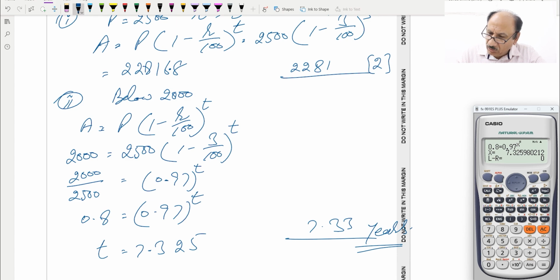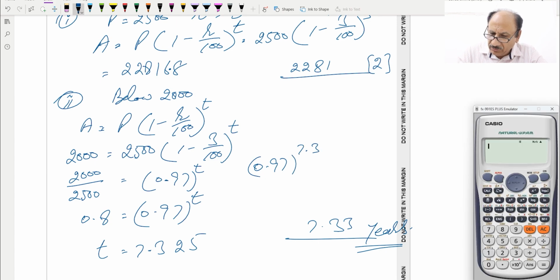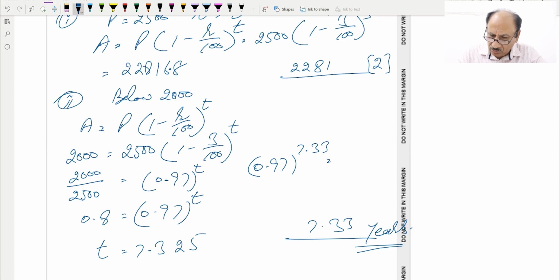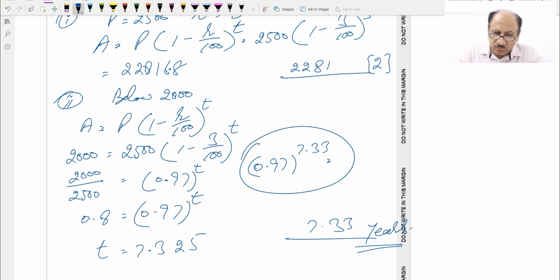And if you want to check, for example, if you take 0.97 raised to the power 7.33, this is resulting to 0.7999, which is very close to 0.8. So this is the check which we can do while sitting in the examination. You can do this check.